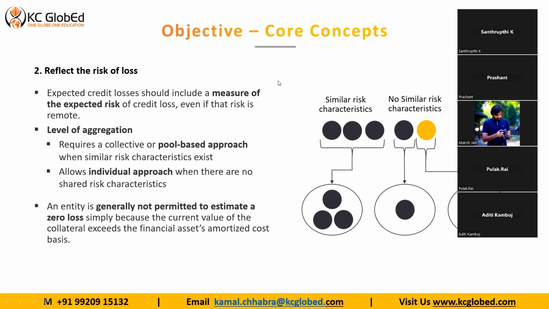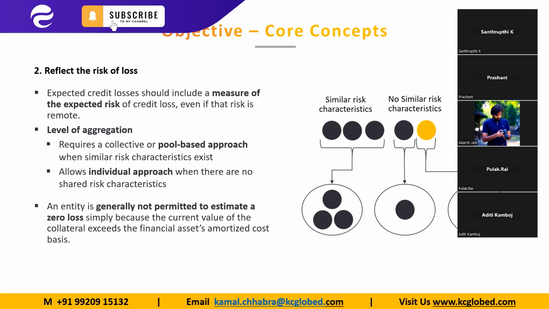But if you look at this last line, an entity is generally not permitted to estimate a zero loss simply because the current value of the collateral exceeds the financial asset's amortized cost. For example, you are a bank, right? And you have given a loan to someone for the purchase of a house, and that person has given you the house document. Generally, how many of you have taken a home loan or car loan or any other loan?